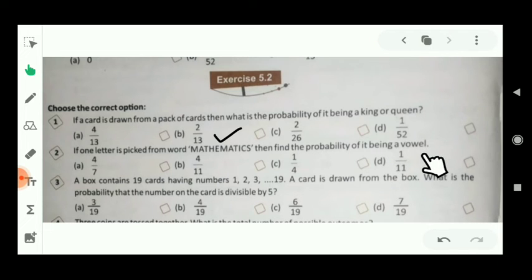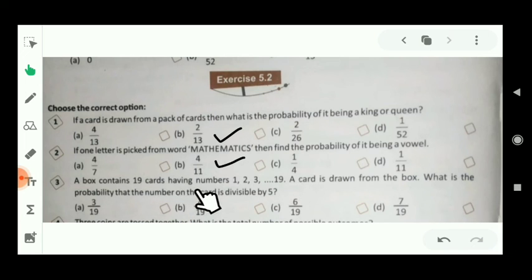Students, as you know, the vowels are A, E, I, O, U. That means in the English alphabet there are 5 vowels. But here we have to search in this word to see how many vowels there are. You can see A is a vowel, E is a vowel, A is a vowel and I is a vowel. That means the total vowels in the word mathematics are 4. So the favourable outcomes will be 4, which should be noted in the numerator. And the total number of letters is 11, so 11 should be noted in the denominator. So which option will be right for this question? Option number B. Let's see the next question.